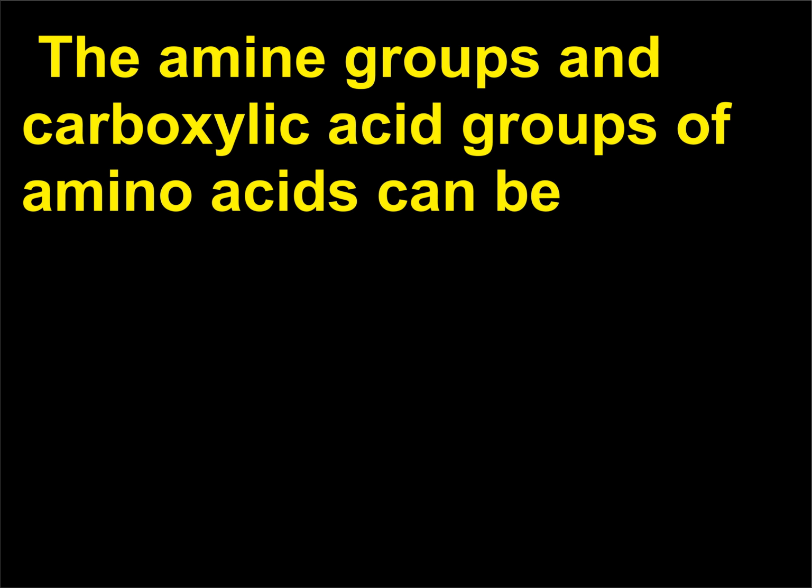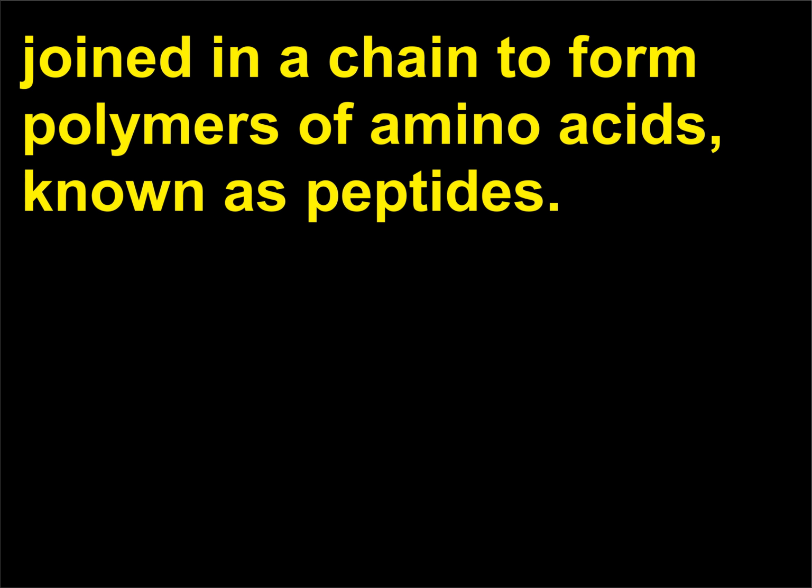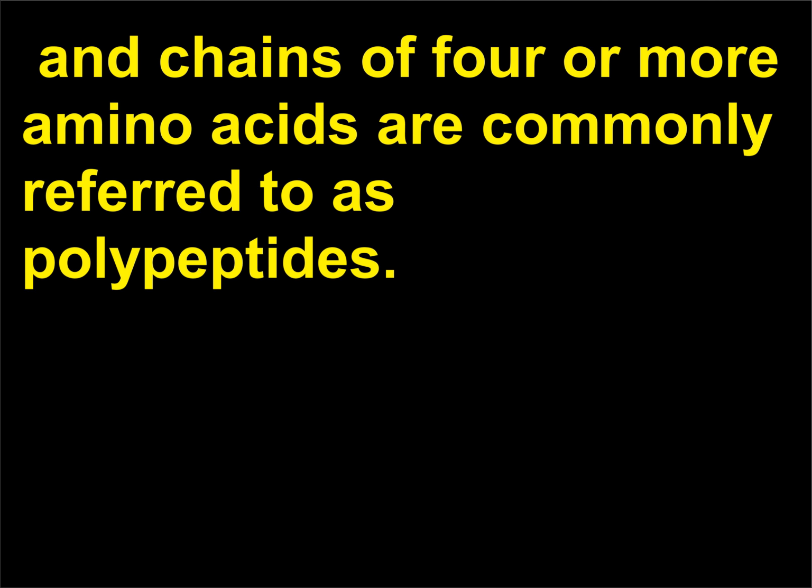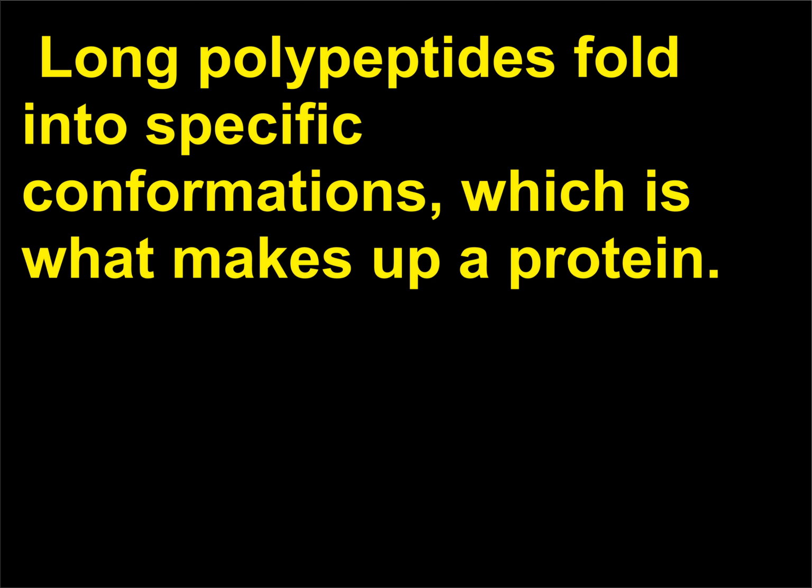The amine groups and carboxylic acid groups of amino acids can be joined in a chain to form polymers of amino acids, known as peptides. Two amino acids form a dipeptide, three form a tripeptide, and chains of 4 or more amino acids are commonly referred to as polypeptides. Long polypeptides fold into specific conformations, which is what makes up a protein.